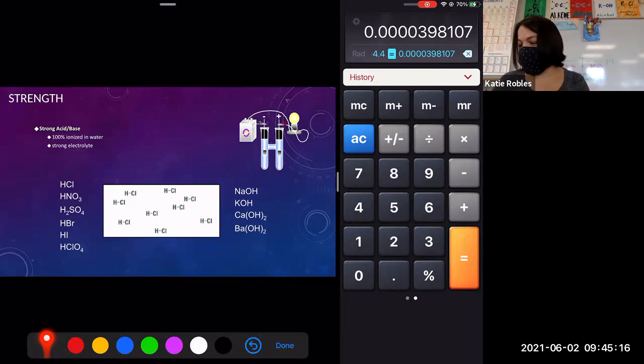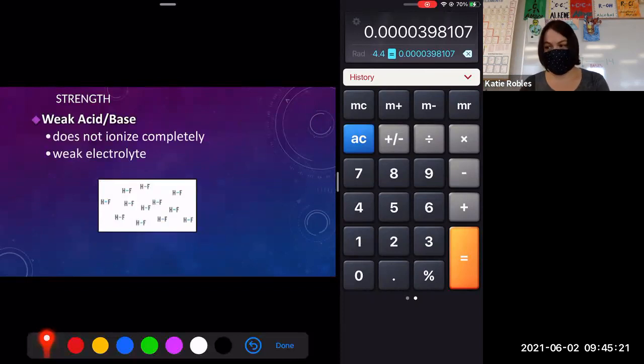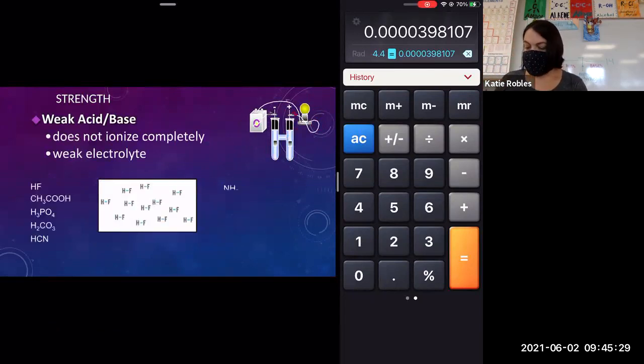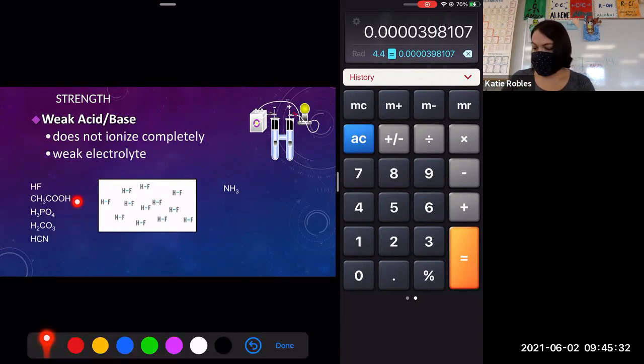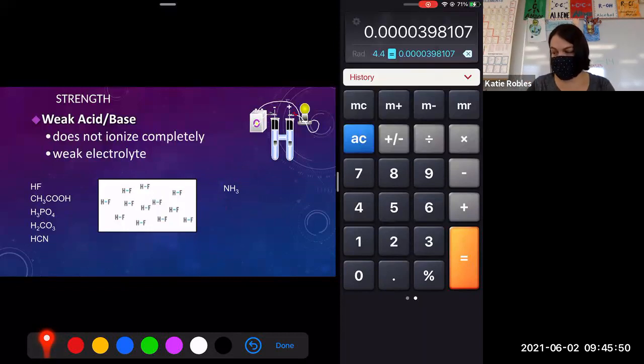Then, as you could probably guess, there are weak acids and weak bases. These do not ionize completely. They are a weak electrolyte, which is why this light bulb is not lit up as brightly. Here's some examples of some weak acids. There is acetic acid, which is vinegar. There's some other weak acids. Here's the one weak base that you'll talk about over and over again in AP. It's called ammonia. And you can see it looks different than the others because it doesn't have the OH on it. They are weak electrolytes.